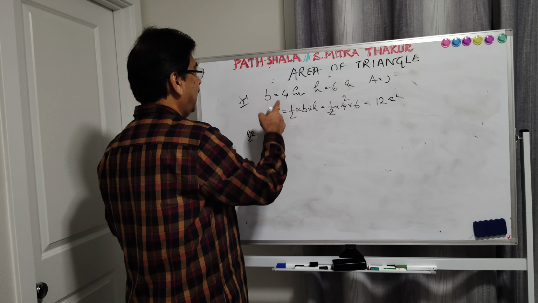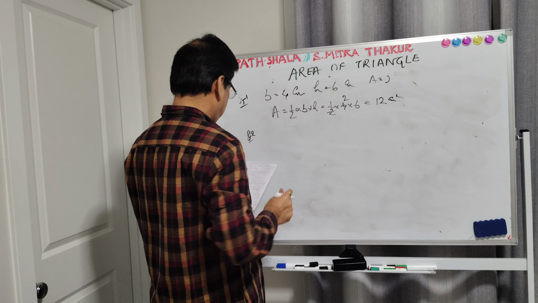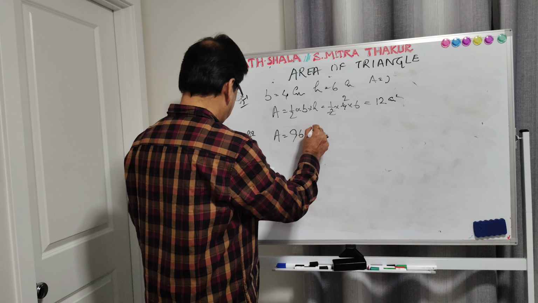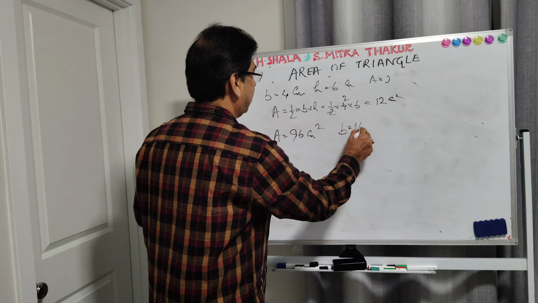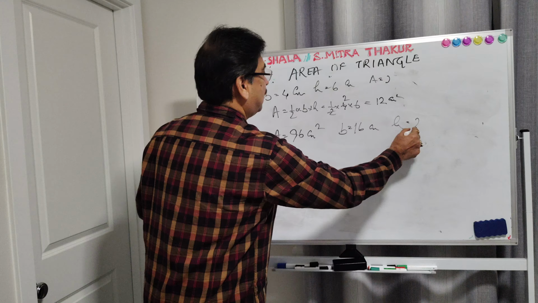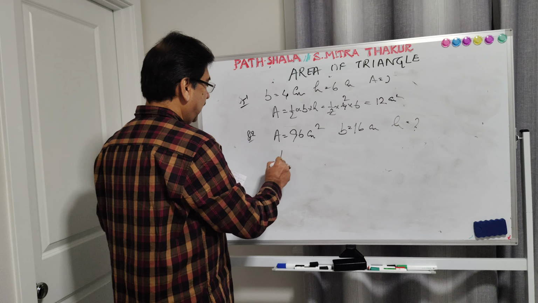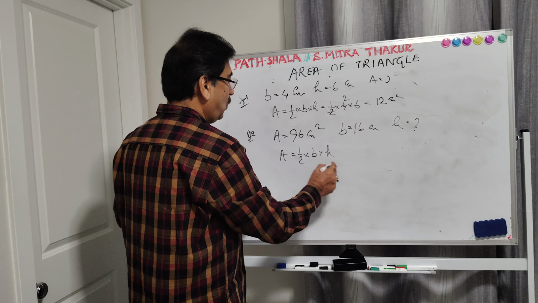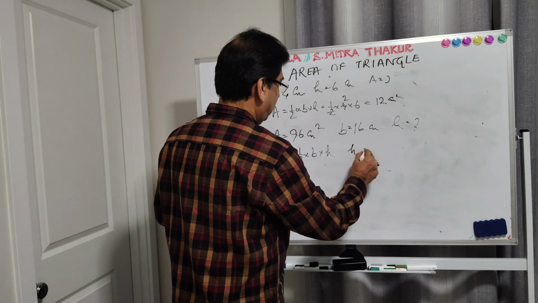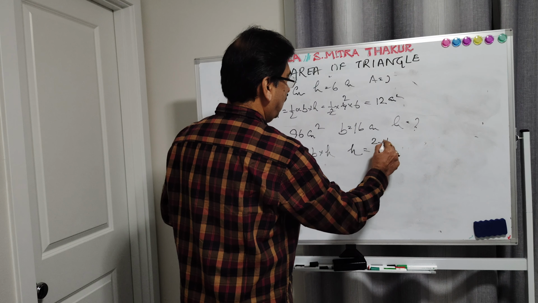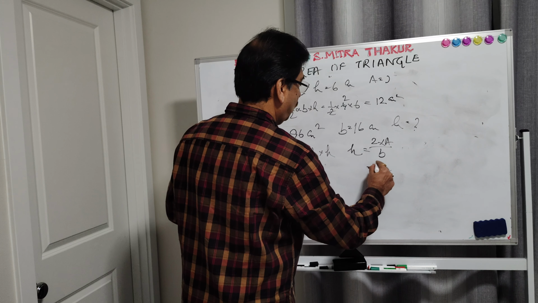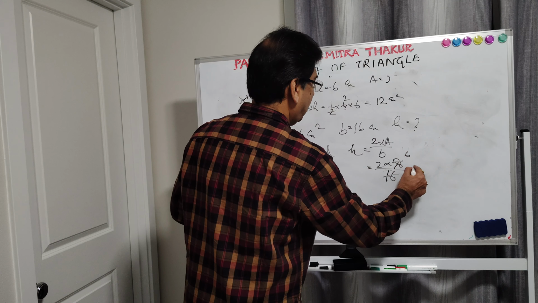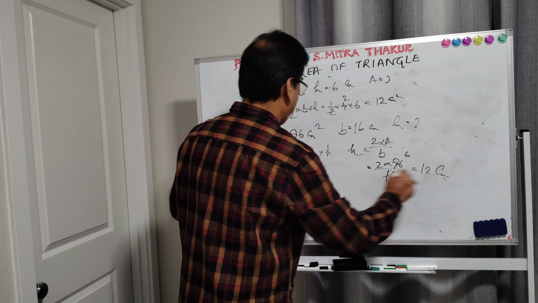Question number 2. In the first question, base and height were given and area was calculated. Here area is given. Area is 96 centimeter square and base is equal to 16 centimeter. What will be the height? We know area is equal to half into base into height. So height will be 2 into area by base, that is 2 into 96 by 16, that is 12 centimeter height, right?